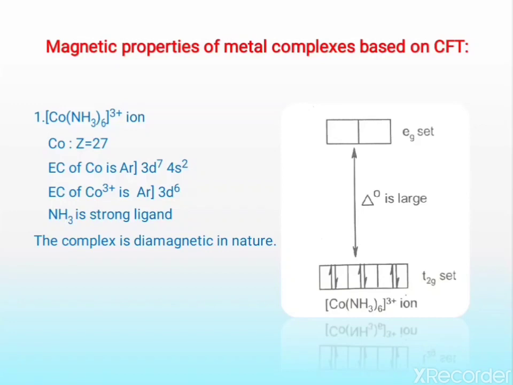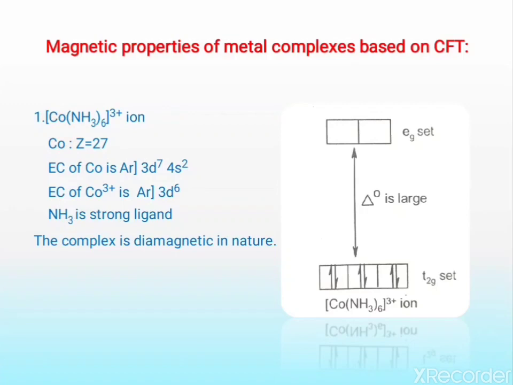Let us discuss the magnetic properties of metal complexes based on CFT. The first complex is hexaamminecobalt(III) ion. NH3 is a neutral ligand, its charge is 0. This 3 plus is the charge of the complex ion. Then the oxidation state of cobalt is 3 plus.